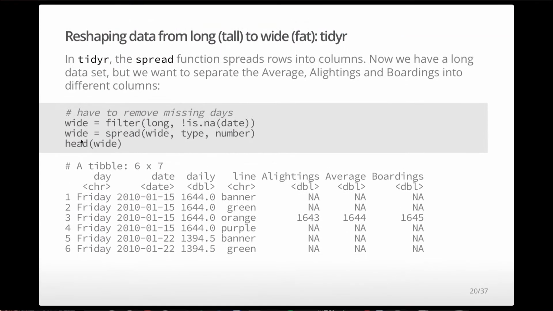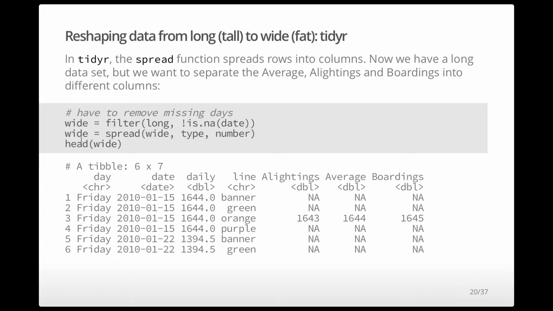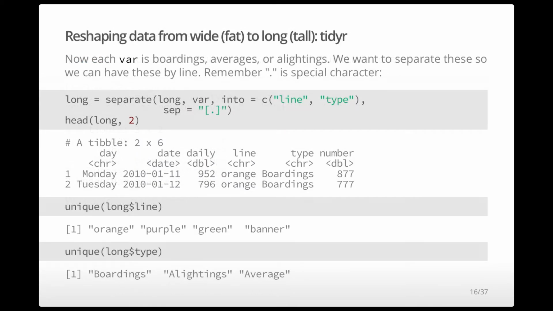All right. So you gather columns into rows. You spread rows into columns. The opposite of gather is spread. Now we have that long data set where we have all those missing data points. Let me go back to view that long data set really quickly. Remember, it's got the day, the date, the daily ridership, the orange line, the boardings, and then it has the number. So it's got orange boardings, orange alightings, purple boardings, purple alightings, purple average, all that kind of stuff.